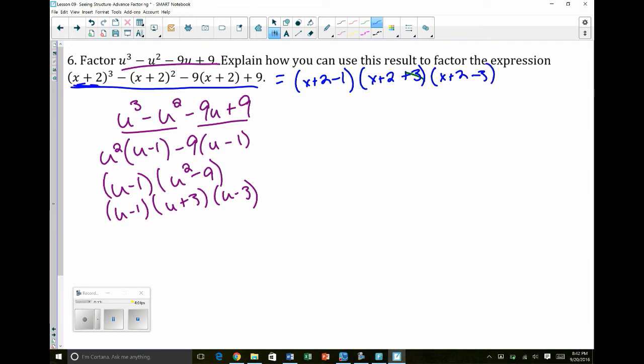They have the same structure, but instead of a u, it's an x plus 2. Simplifying, we get x plus 1 times x plus 5 times x minus 1. That's how I factor that expression completely.